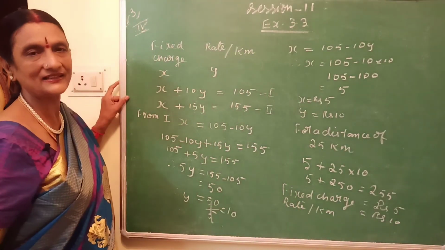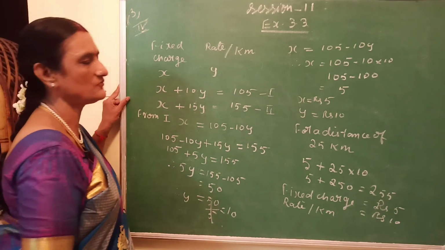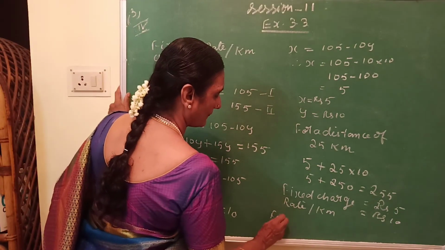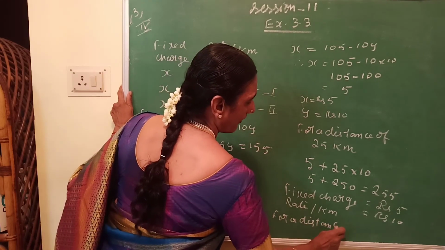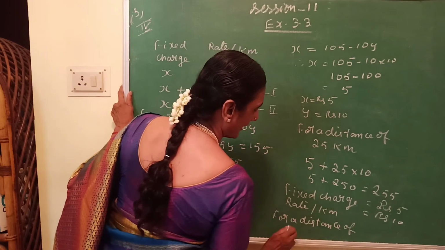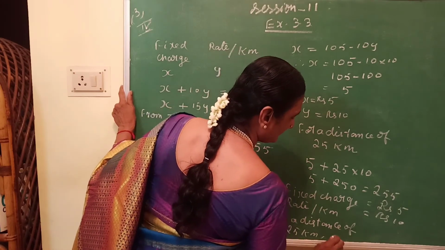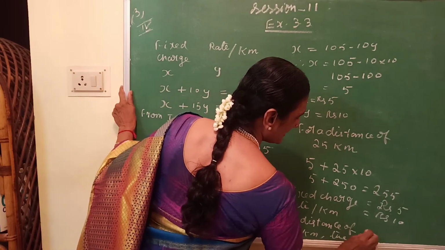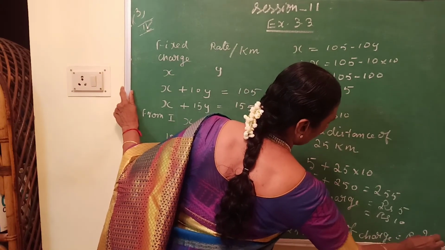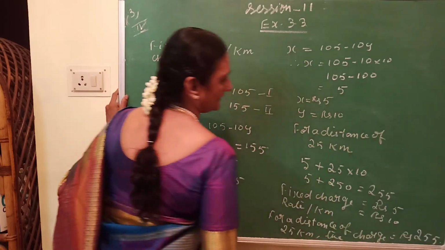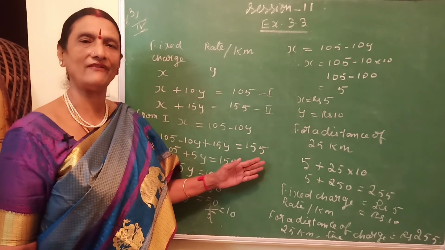What is the third answer? The third answer is: for a distance of 25 kilometers, what is the fare? For a distance of 25 kilometers, the charge is equal to rupees 255. You have to finish like this, and that is how you have to present your answer, which is very, very important.